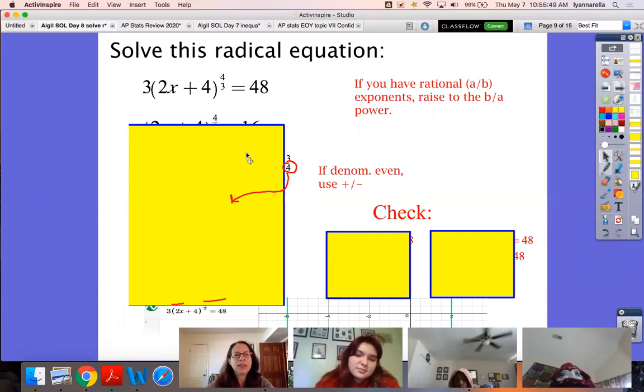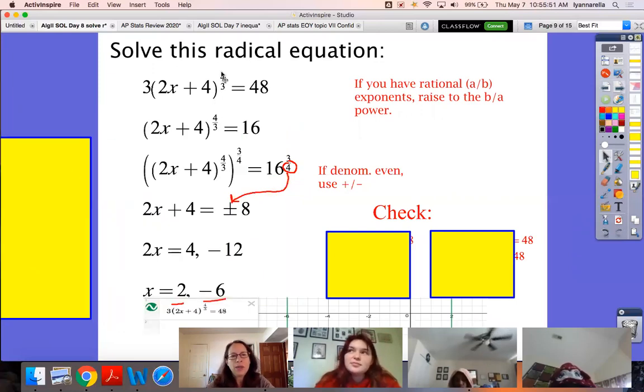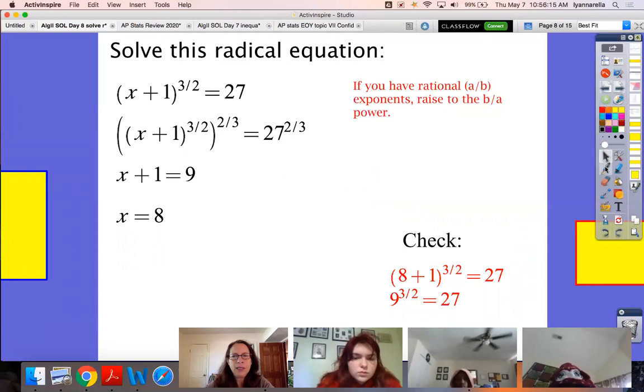Now this one is only slightly different. So this time I had to isolate first. I couldn't do the 4/3 power with this 3 hanging outside the parentheses. So when you isolate, you divide both sides by 3. So 48 divided by 3 is 16. Now that I have just the parentheses with this rational exponent, I'm going to raise to the 3/4 power, because the reciprocal of 4/3 is 3/4. And notice in this one, I have a plus or minus, and the last one I didn't. And the reason is, this bottom number is an odd power, so you only get one answer. It is whatever the cubed root of 27 is, positive 3.